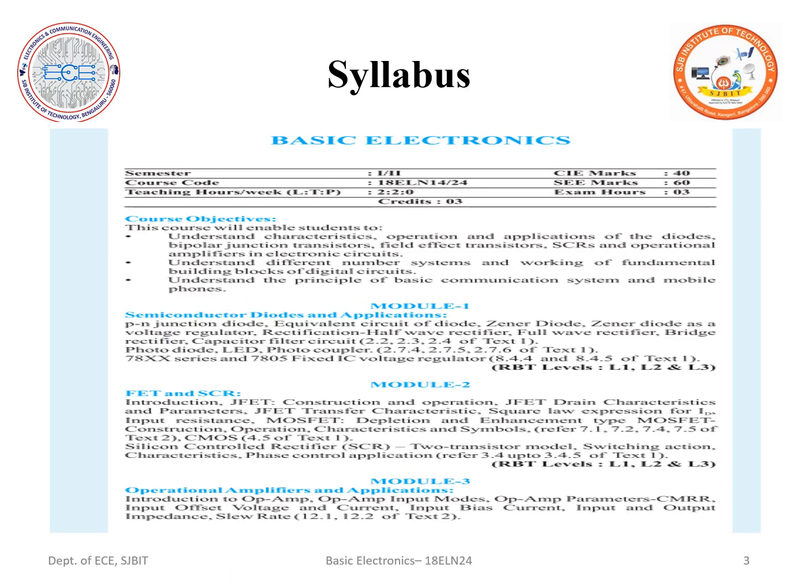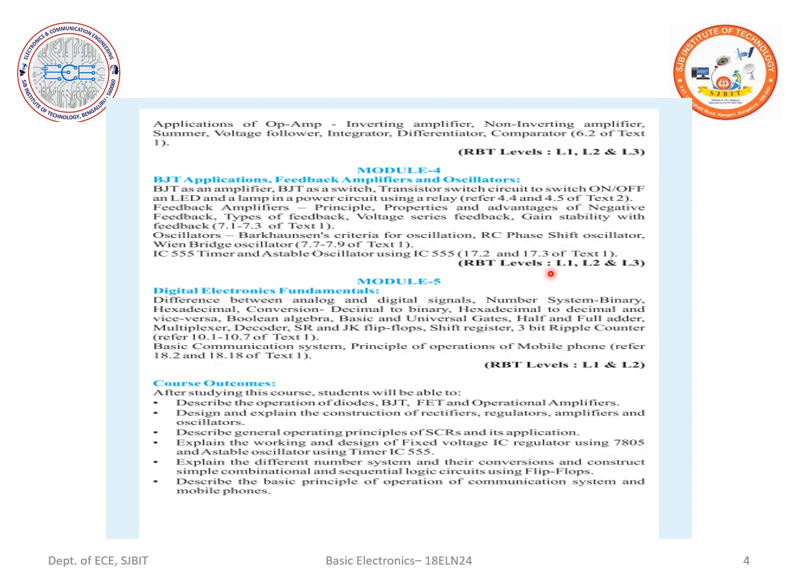This is going to consist of 5 modules. First one is the semiconductor diodes and its applications, where it speaks about the p-n junction diodes, its equivalent circuits, and its applications. The second module tells us about the FETs and SCRs. The third module tells us about the operational amplifiers and applications. The fourth module tells us the BJT applications, feedback amplifiers, and oscillators. The fifth module speaks about the digital electronics and fundamentals.